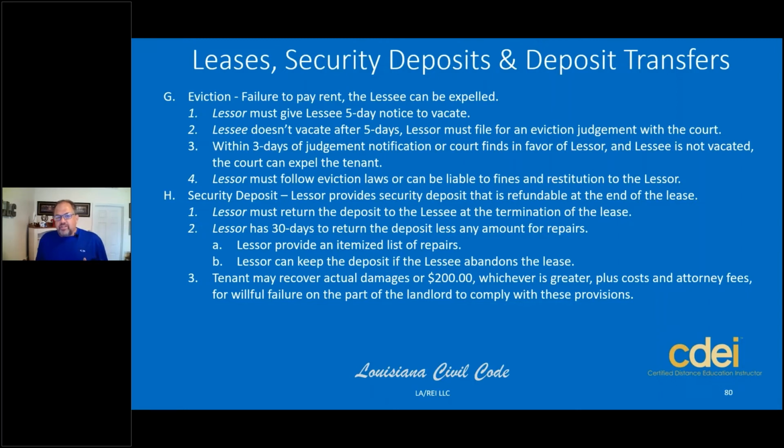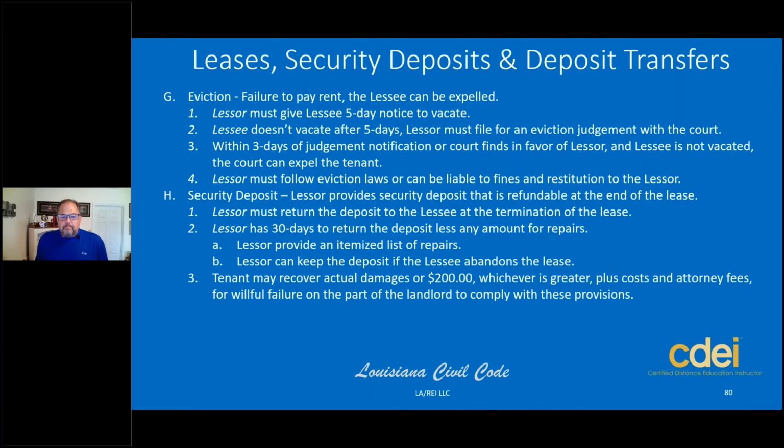Now, there are provisions for repairs. If there's repairs to be made, there has to be an itemized list of repairs by the lessor to present to the lessee. Again, this is done within 30 days, and the lessor can retain the amount of money needed to make those repairs. Okay? So if it's a $1,000 security deposit and the lessor comes up with an itemized list of $750, that list has to be presented to the lessee along with $250, which is the balance, to go back to the lessee.